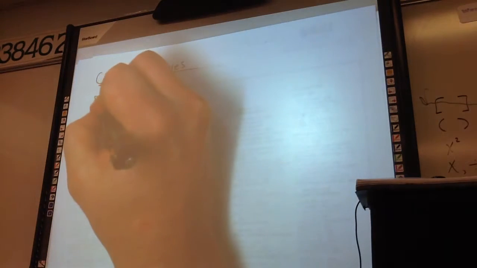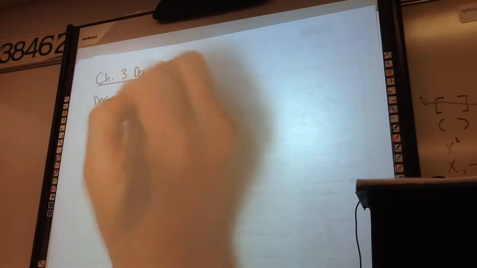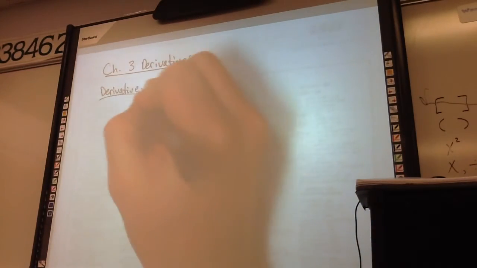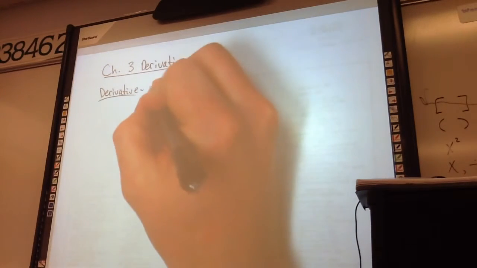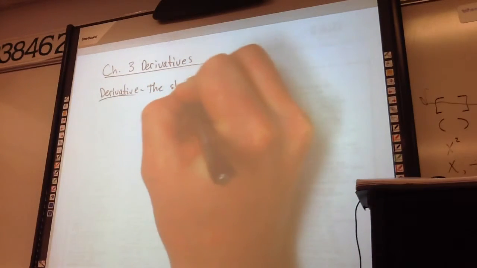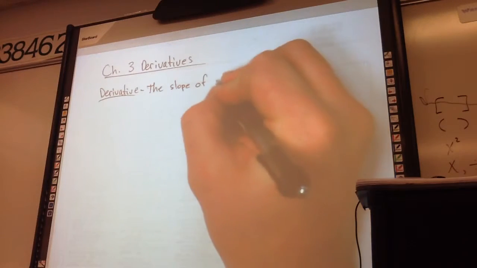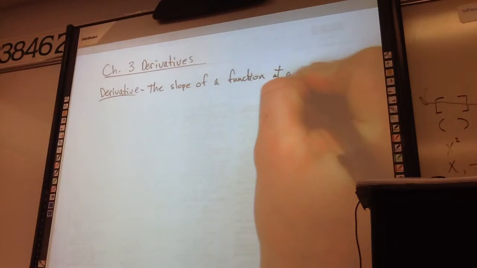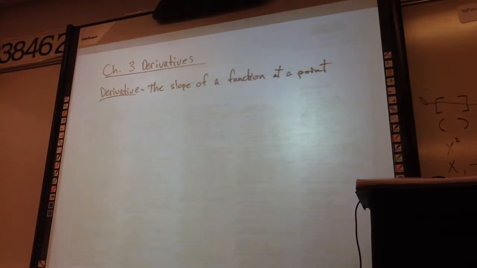Here's my definition of a derivative. This is in my own words. I figure you'll like it better than what the book says. Tell me if this sounds familiar. Isn't that what we just did? Yes, it is exactly what we just did.